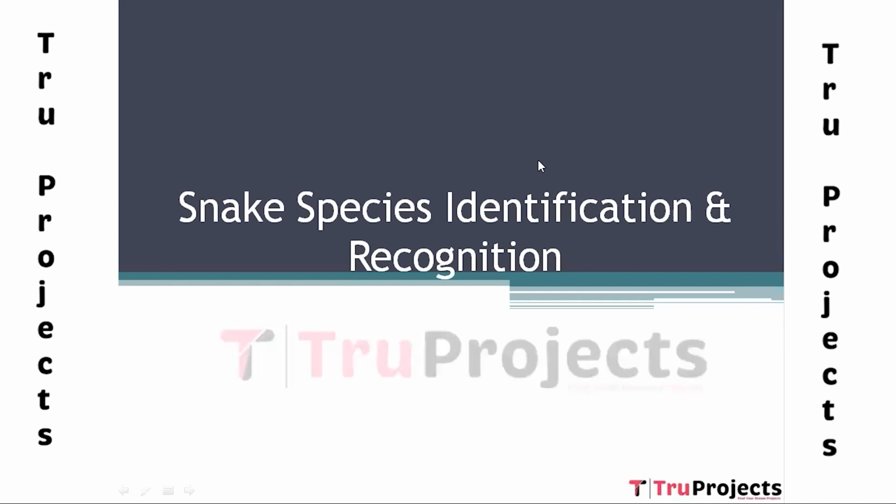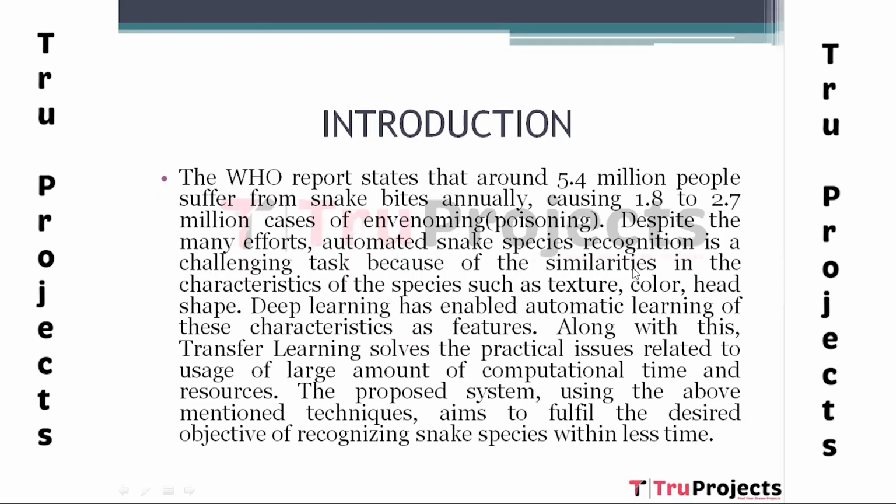In this video, we are going to explain the project titled Snake Species Identification and Recognition. With around 81 to 137 thousand deaths per year, snakes are among the top 3 most dangerous animals for humans. Out of the 3,848 known species of snakes, around 800 species are venomous, among which only about 50 species are fatal to humans. Identification of snakes is not easy.